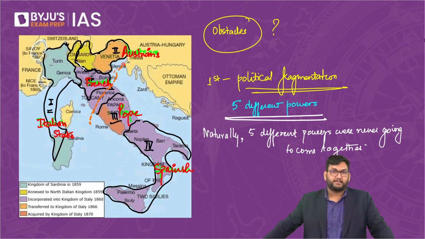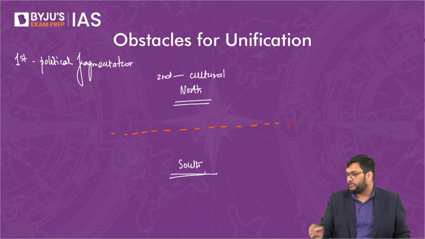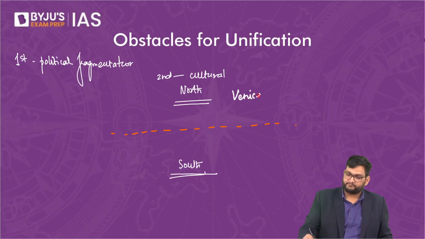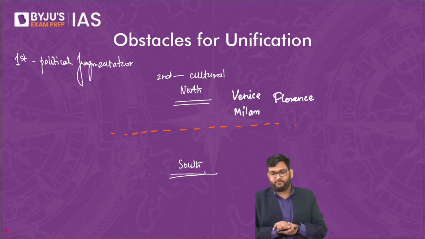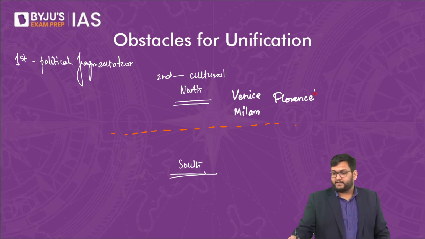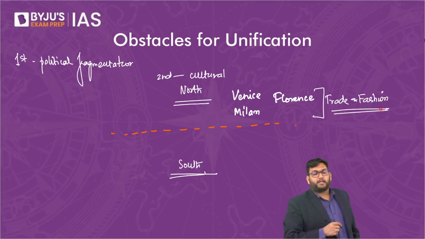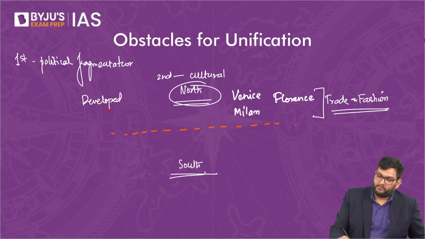Yes, Alps. Now see, when you divide north and south Italy, the northern sector has cities such as Venice, Milan, Florence. What is common to all of these different cities in that sense? Venice, Milan, Florence? Yes, very good. Trade and fashion. The fact of the matter is that the northern sector is very developed, very modern, very cosmopolitan. Cosmopolitan means multiple cultures.